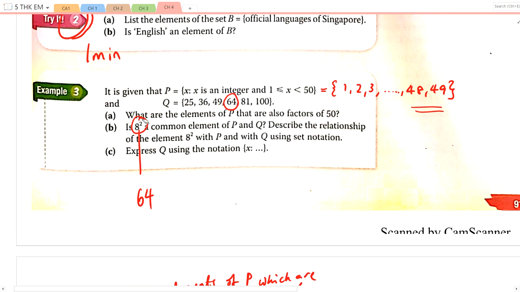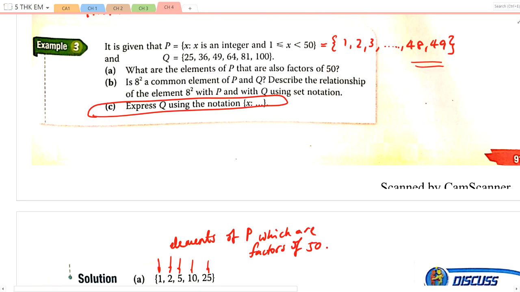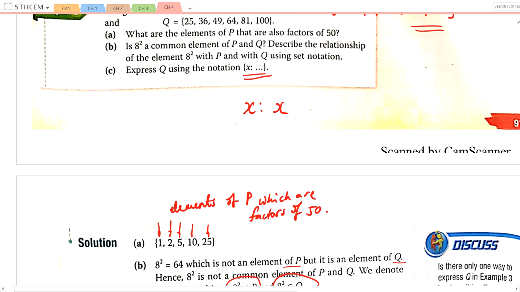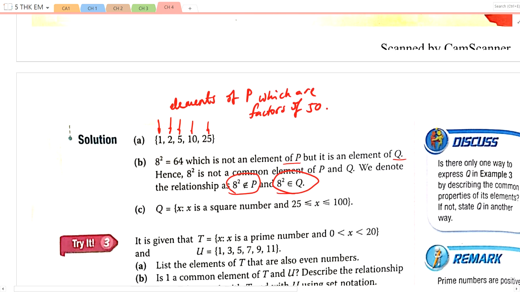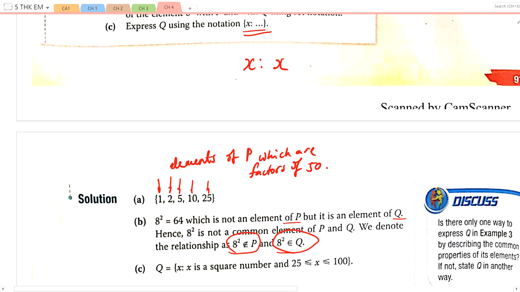Then in part C, this is a common type of question, but they give you the elements and you are supposed to come up with a description for it. In particular, they want you to express it in this form, the third form that we have learnt. So we can tell that Q is going to be, okay, it's got elements x, which are square numbers.